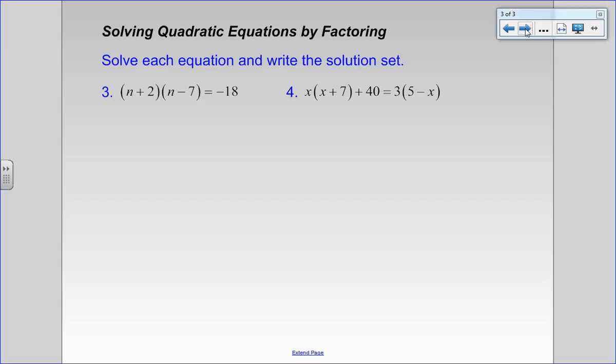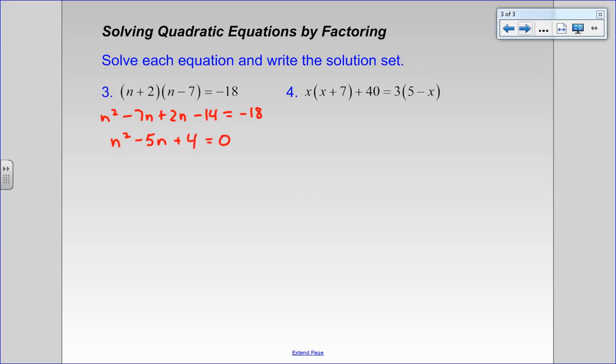So first, let's multiply the binomials. We would have n squared minus 7n plus 2n minus 14 equals negative 18. Then to write the equation in standard form, we can first combine those like terms. Negative 7n plus 2n is negative 5n. And then to get 0 on the right-hand side, we should add 18 to both sides of the equation. So now we have n squared minus 5n plus 4 equals 0.